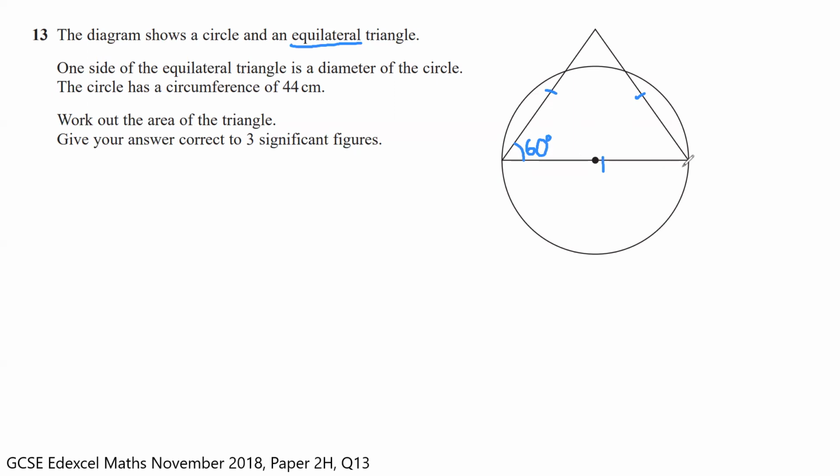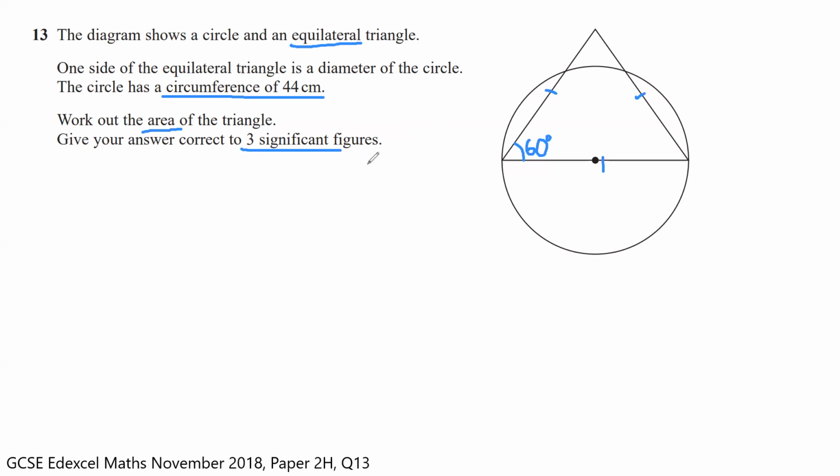of the circle. And then we've got this final piece of information where the circumference of the circle is 44 centimetres, and that's going to come in pretty useful in a second. We've been asked to work out the area of the triangle, and then finally for the very last step, we've been asked to give it to 3 significant figures.